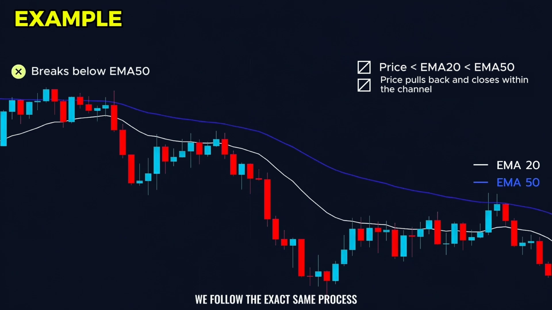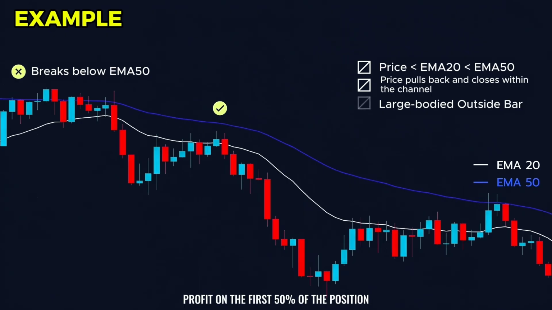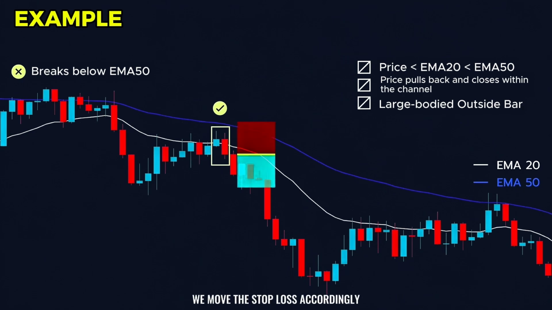After entering, we follow the exact same process. Place the stop loss below the swing low and place the take profit at a 1-to-1 risk-to-reward ratio. Just 2 candles later, the price reaches our take profit. We've already secured profit on the first 50% of the position. Next, we activate our trailing stop. The first step is to move the stop loss to the entry price. Starting from this point, every time the price moves higher and then forms a pullback, we move the stop loss accordingly. Here's the first adjustment.